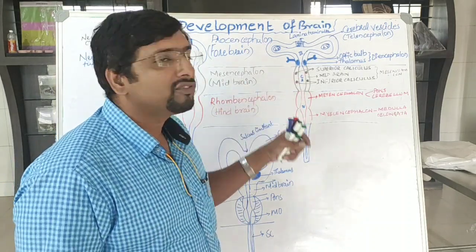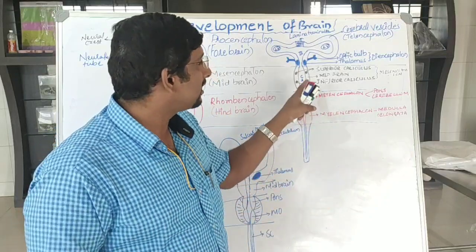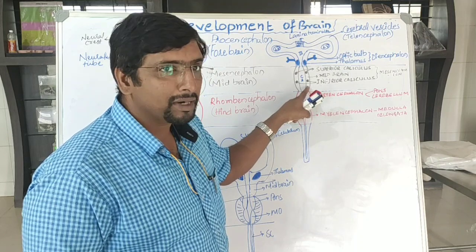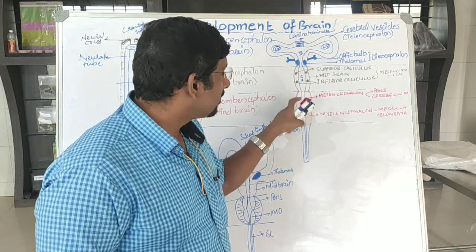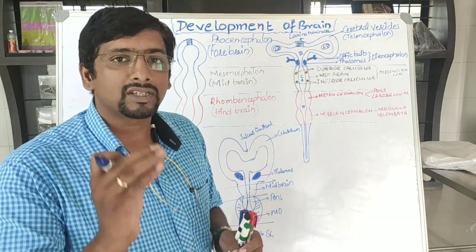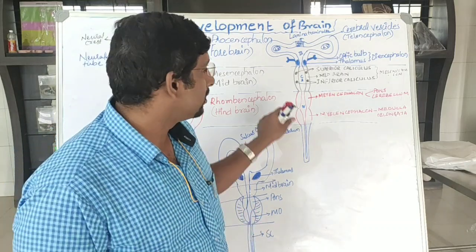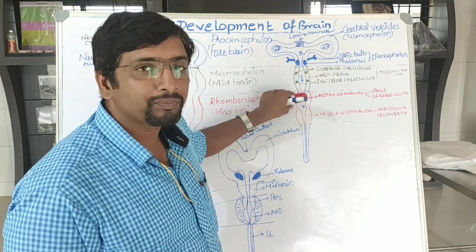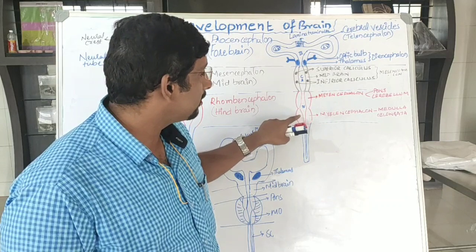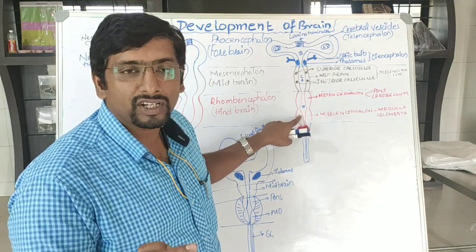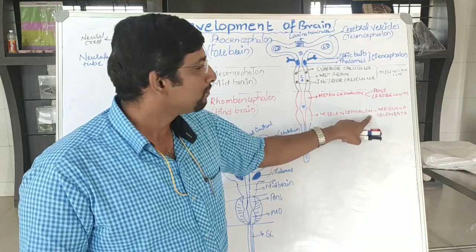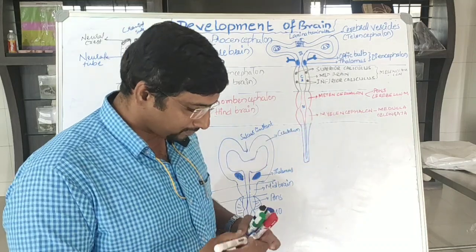The mesencephalon does not bulge out and remains the same, and it is going to develop as the midbrain. But the rhombencephalon bulges into two separate sections. The cranial part of the rhombencephalon bulges out, which is called the metencephalon, and the caudal part of the rhombencephalon bulges out, which forms the myelencephalon.